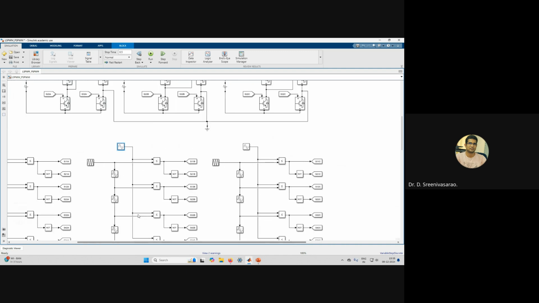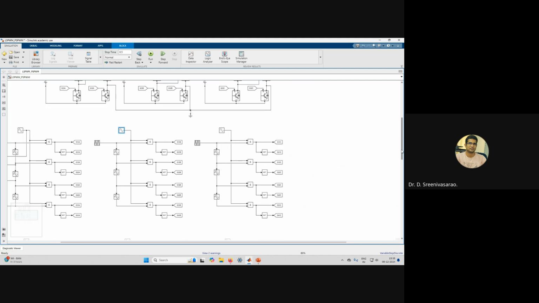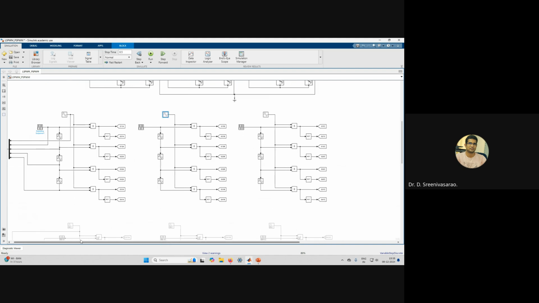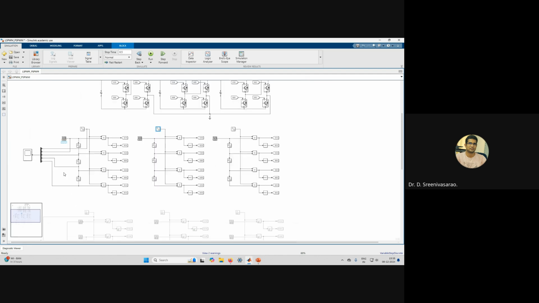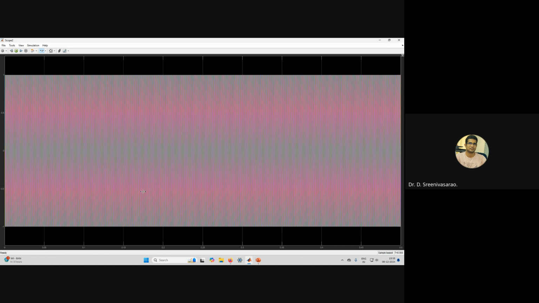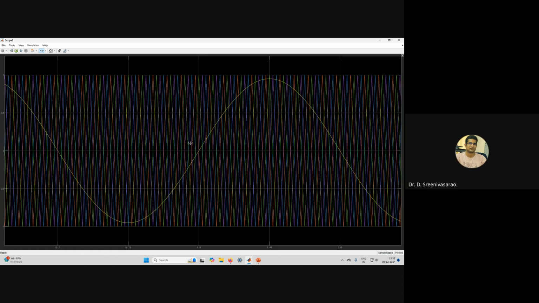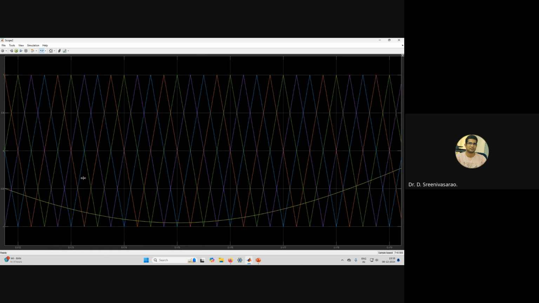The good thing here is that in larger systems, we need to properly name the devices, like A phase, B phase, C phase, or S1, S2, S3. You need to name them properly, otherwise it leads to confusion. Here are the carriers and the modulating signals. See here, these modulating signals are properly displayed: the green one, red one, blue one, and this purple one.